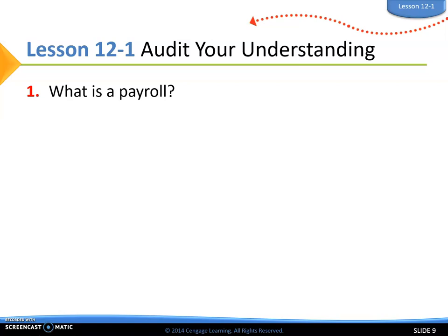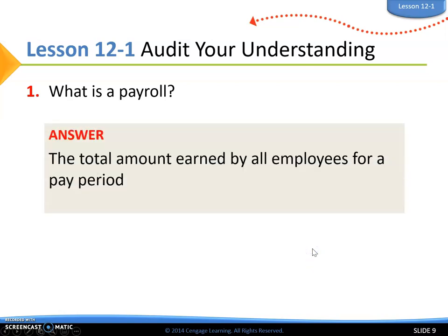Number one, what is a payroll? The total amount earned by all employees for a pay period.